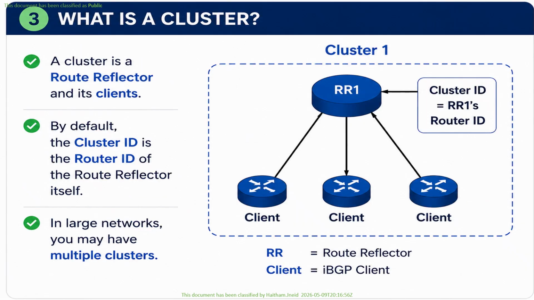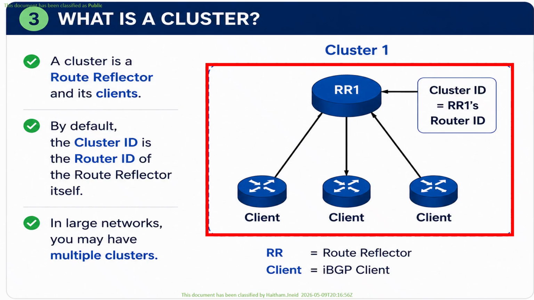So a cluster is a route reflector and its clients. By default, the cluster ID is the router ID of the route reflector itself. In large networks, you may have multiple clusters for redundancy purposes.